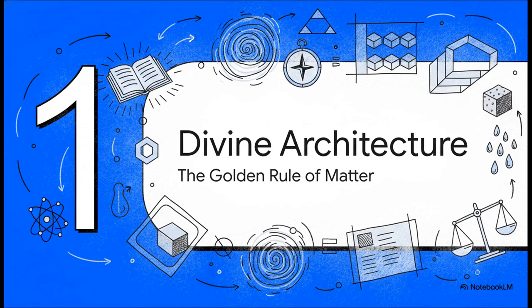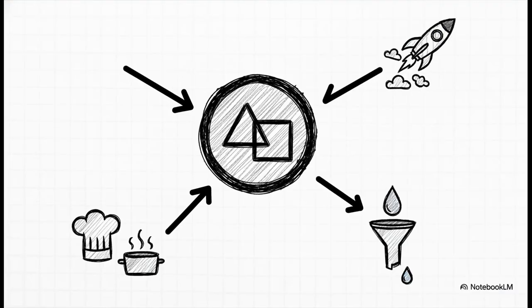Section 1. The Divine Architecture. Right out of the gate, the curriculum establishes this golden rule. Absolutely every piece of physical material in the universe falls into one of three distinct categories. It's either an element, a compound, or a mixture. And understanding this classification is absolutely crucial.